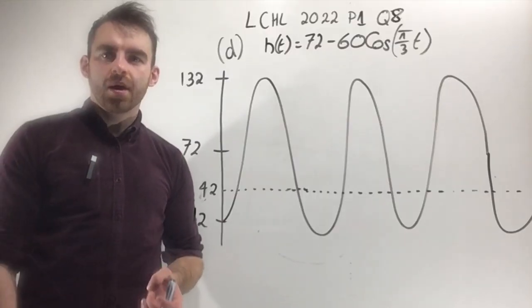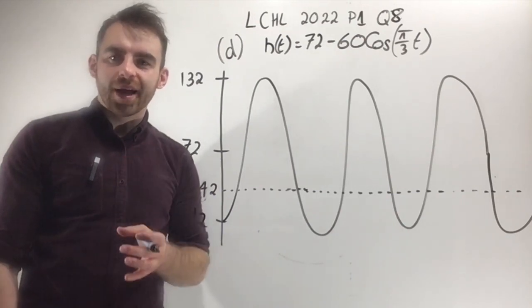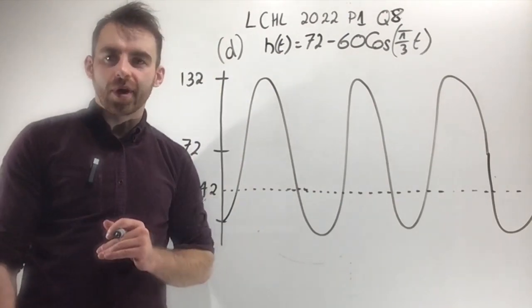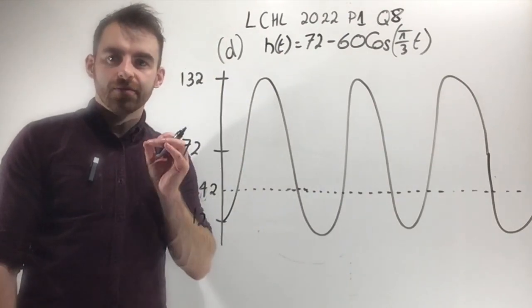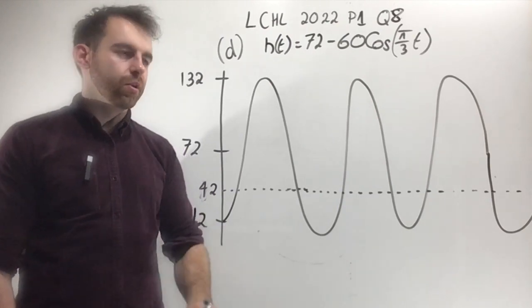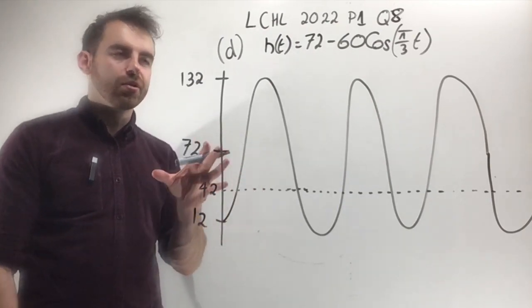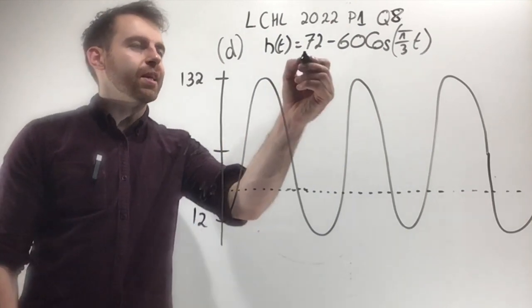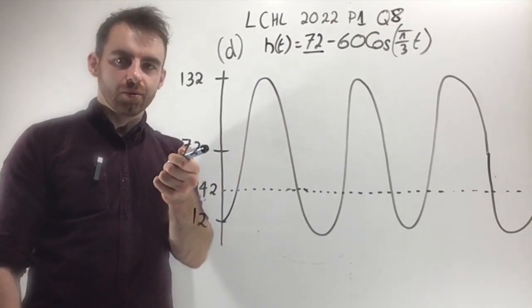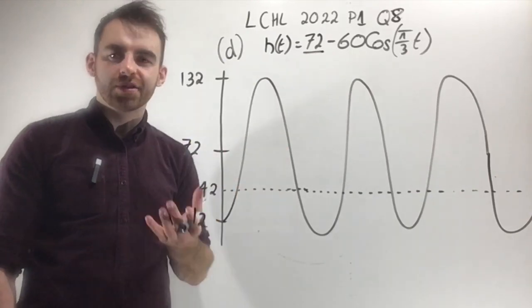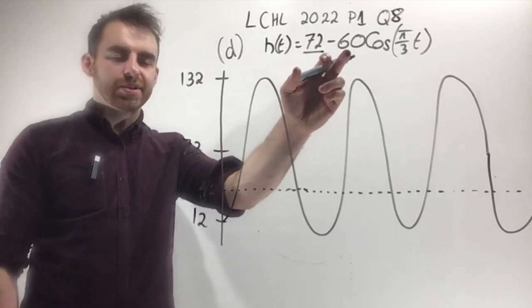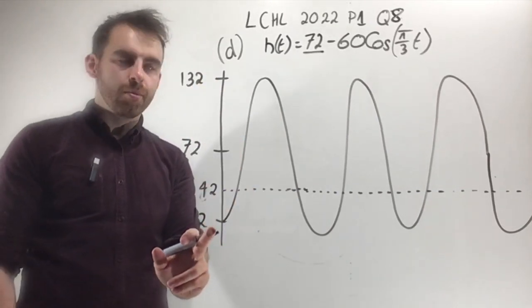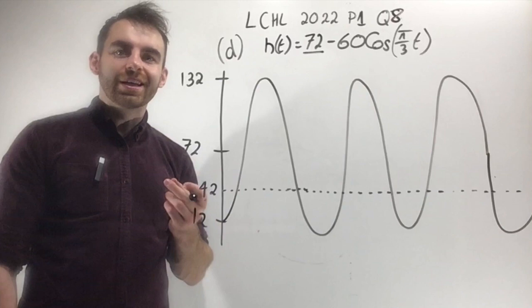Okay, in part D, we're asked to work out the maximum length of time that we could spend more than 42 meters above the ground if we were on this Ferris wheel for 50 minutes. It's very hard to understand this without a good sketch, so I've sketched our trig graph here. 72 represents the midline, so the average height you are above the ground is 72 meters. 60 represents the amplitude, so you go up 60 to 132, down 60 to a minimum of 12. And we know that the period is 6 minutes.